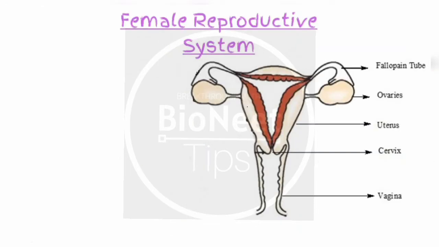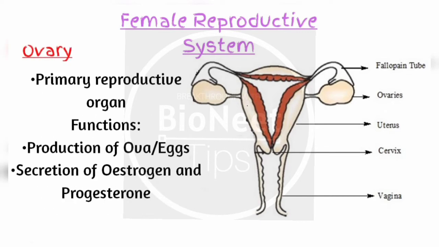Moving forward to the female reproductive system. The primary organ in the female reproductive system is the ovary. Ovaries are the primary reproductive organs of the female reproductive system. Their functions are production of ova or the eggs, that is the female gametes, and secretion of the hormones estrogen and progesterone. The secretion of estrogen and progesterone basically helps in the development of the secondary sexual characters in females.